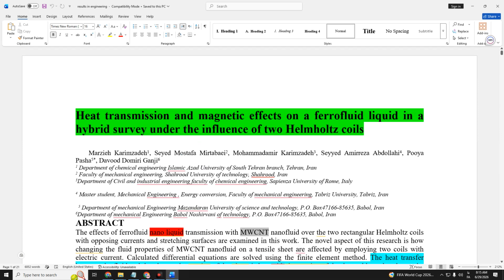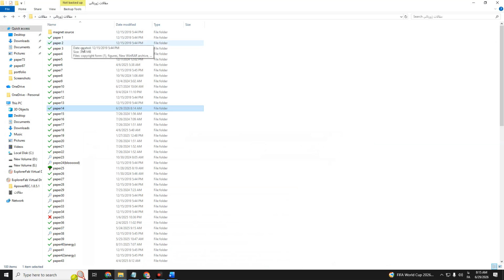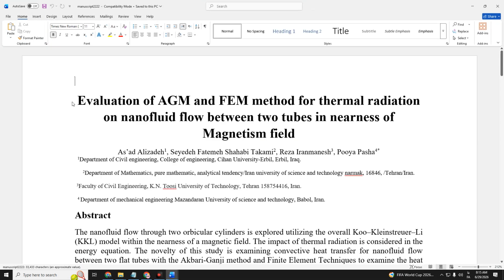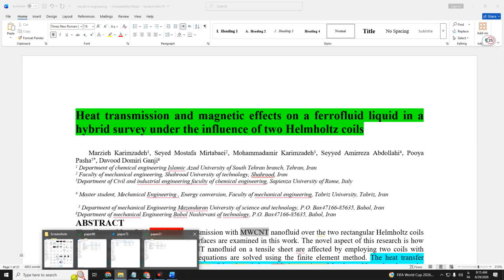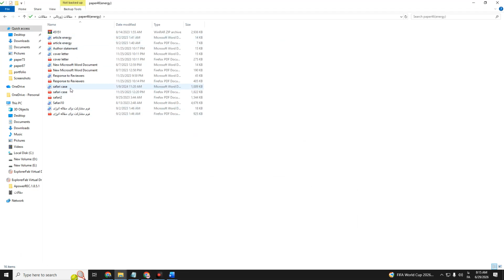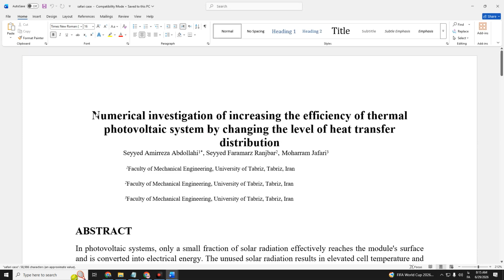So for that purpose, I've brought several titles from my own published papers here. These articles are published by me and my colleagues.